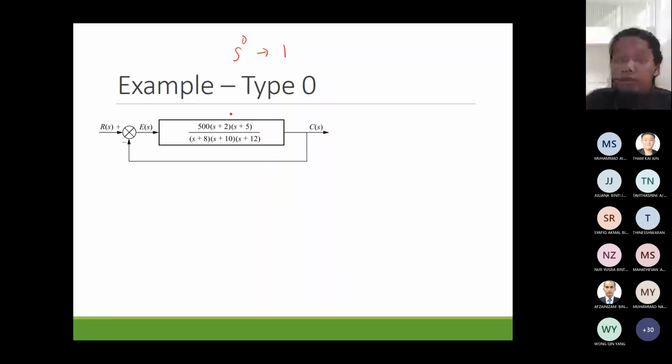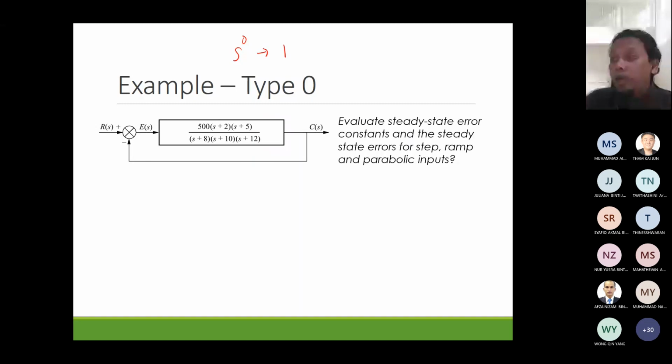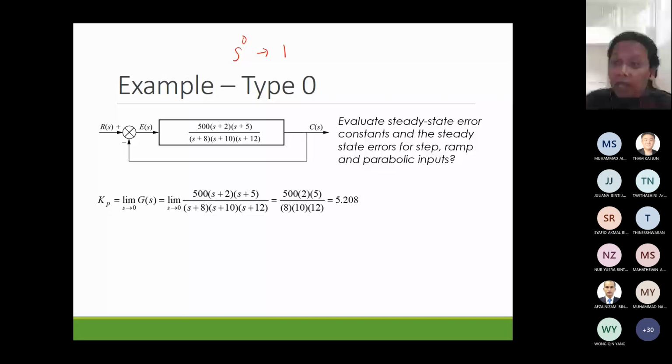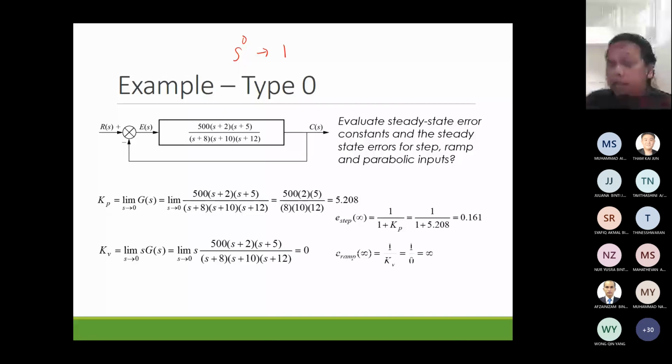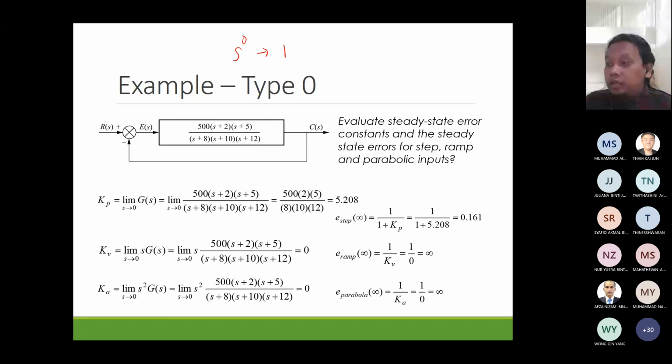If we have a type 0 system, s to the power of 0 equals 1. Here is an example of a type 0 system. Let's say you are asked to evaluate the static error constants and the steady state error for this type 0 system for step, ramp, and parabolic input. You calculate Kp and then the steady state error, then Kv and the steady state error, then Ka and the steady state error. We can see that when you have a step input, the steady state error is finite. While if you have ramp and parabolic input, the steady state errors are infinity.